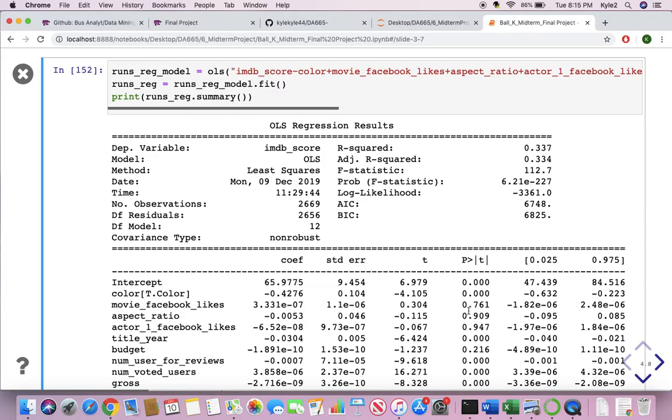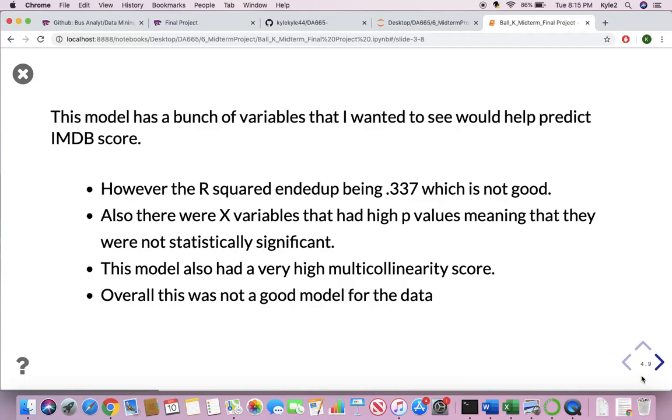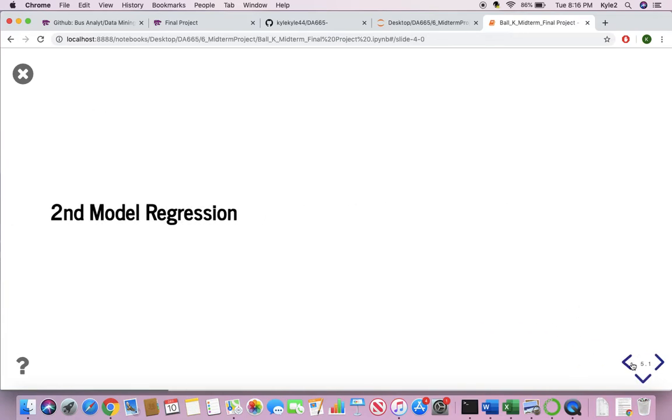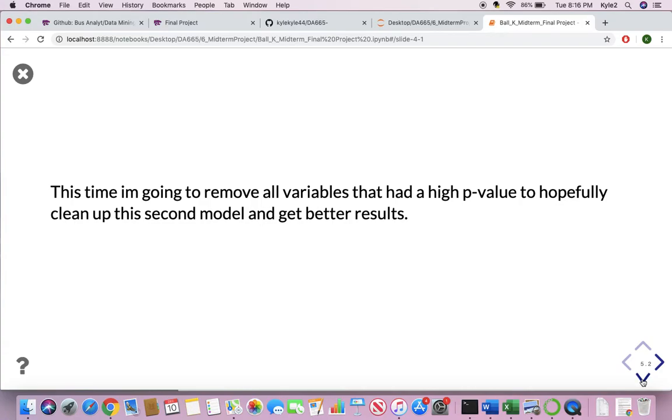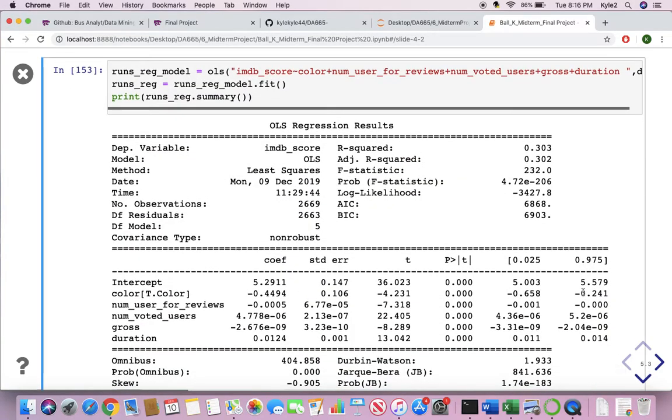But anyways, there were some that were high, and the multicollinearity was very high as well. And R-squared was not good either. So this was telling me right away that this was not the best. So I took out some of the variables that had high p-values, and I actually got a worse R-squared score, but I had all 0 p-values, but the multicollinearity was, again, extremely high.